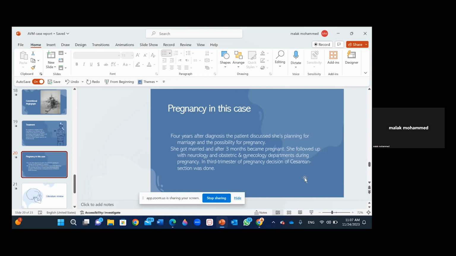So we agreed with her for the marriage. She got married, and 3 months into marriage she became pregnant. She continued to follow up with neurology and the obstetrics and gynecology department. During her pregnancy, in the 3rd trimester, she was posted for cesarean section, and it was done. She delivered without any complications, and her pregnancy was without any complication. A healthy baby girl was born.